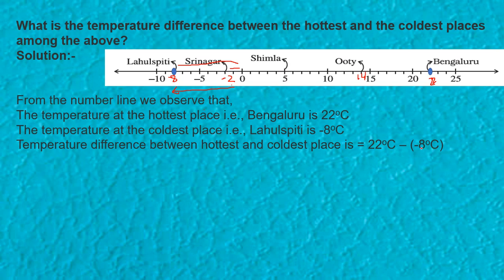As we know that in integers, when the two negative signs are there, these two minus signs become positive. So it will become 22 plus 8 degrees Celsius, which is 30 degrees Celsius. So we can say that the temperature difference between the hottest and the coldest place is 30 degrees Celsius.